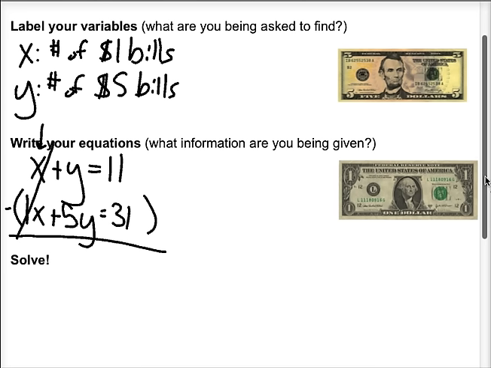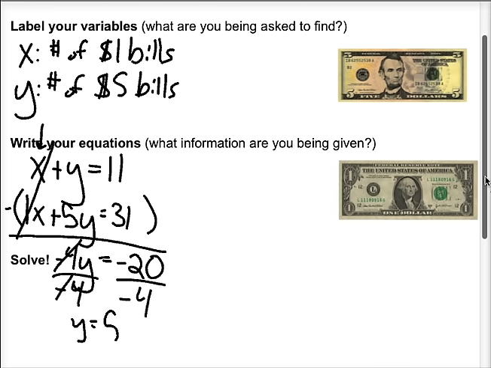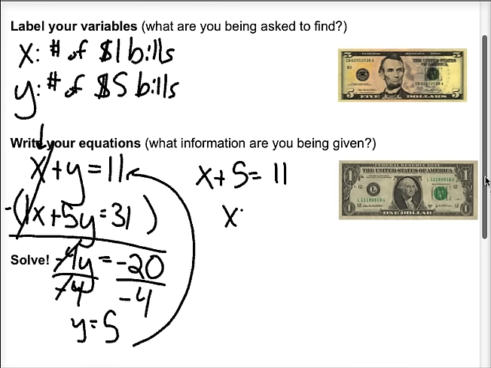y minus 5y, well 1 minus 5 gives me negative 4. 11 minus 31 gives me negative 20. When I divide both sides by negative 4, y is going to equal 5. Remember though, that's only half of my answer. I need to go back and find x. So x plus y, which we just found as 5, equals 11. So my x is going to equal 6.